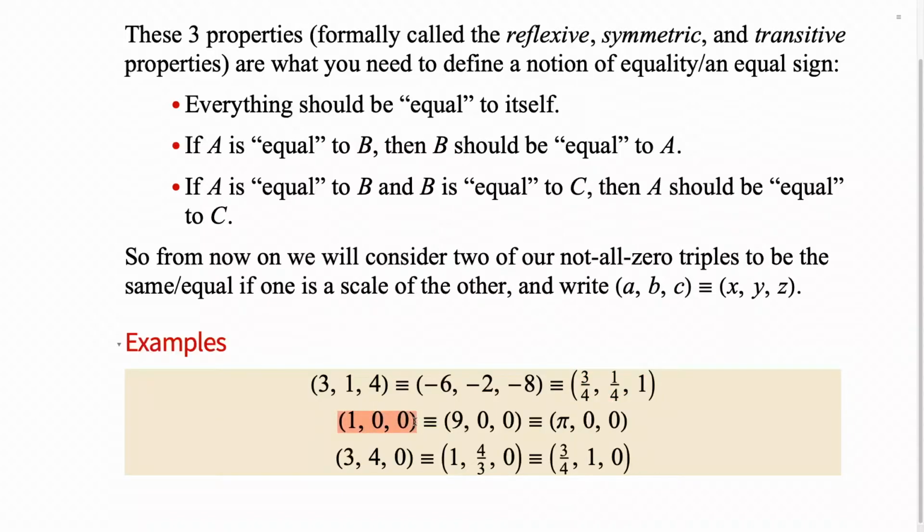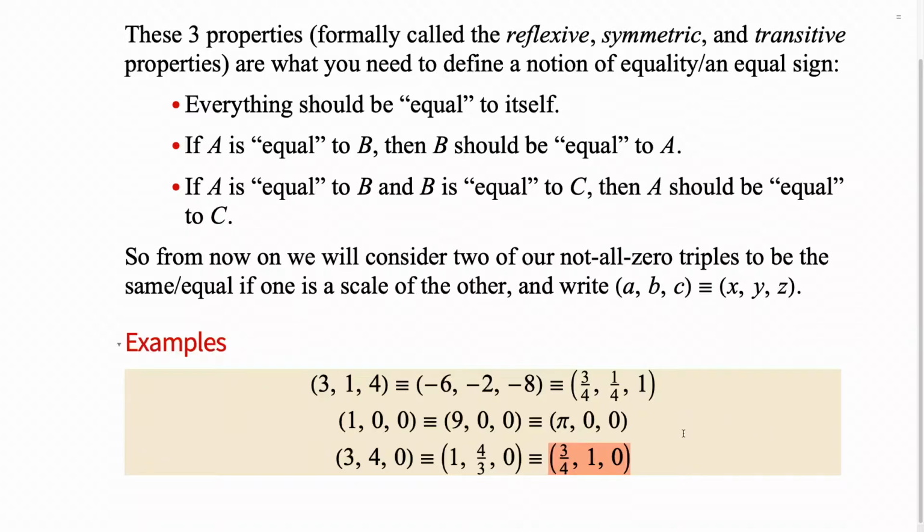Likewise, the triple 1, 0, 0 is considered the same as 9, 0, 0. That's a scale factor of 9, which in turn is considered the same as pi, 0, 0. Going from the start to the finish, that's a scale factor of pi. And 3, 4, 0 should be considered the same as 1, 4/3, 0, multiplying through by 1/3 or dividing by 3. Or we could say it's considered the same, multiplying by 1/4 or dividing by 4, as the triple 3/4, 1, and 0.